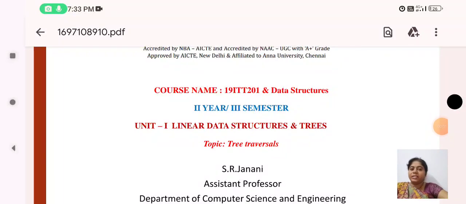Hi friends, in this video we are going to see about a tree introduction. It comes under the first unit. In this topic we are going to see in detail about tree traversal also. So first we will see what is a tree. A tree is a collection of nodes and it is stored in a hierarchical order.